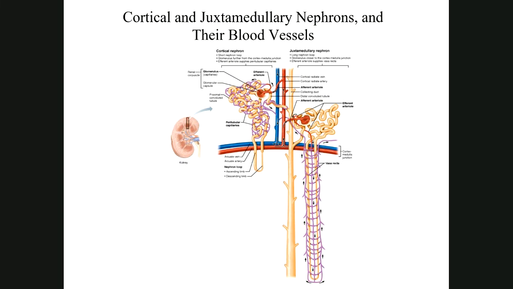So let's go back to our picture. We have these long thin-walled vessels parallel to the long nephron loop of the juxtamedullary nephron. We don't find peritubular capillaries, but what we call the vasa recta, those long vessels parallel to this U-shaped tubule.